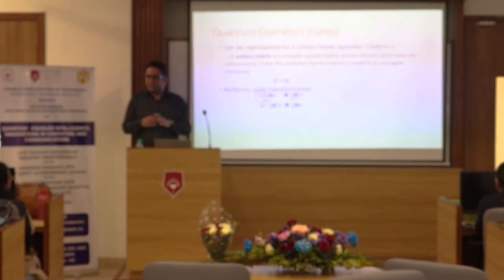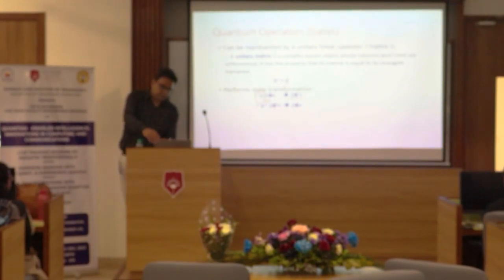So these gates can be written as matrices. These quantum gates can be represented as a matrix, and the qubit state also can be represented as a matrix. So let's do something. Suppose this is my qubit.